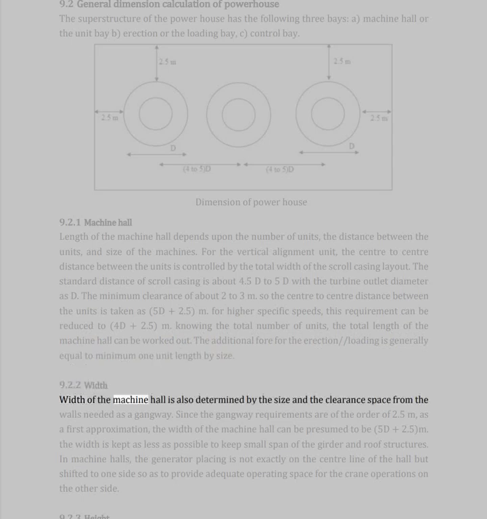9.2.2 Width of the machine hall is also determined by the size and the clearance space from the walls needed as a gangway. Since the gangway requirements are of the order of 2.5 m, as a first approximation, the width of the machine hall can be presumed to be 5d plus 2.5 m. The width is kept as less as possible to keep small span of the girder and roof structures. In machine halls, the generator placing is not exactly on the center line of the hall but shifted to one side so as to provide adequate operating space for the crane operations on the other side.